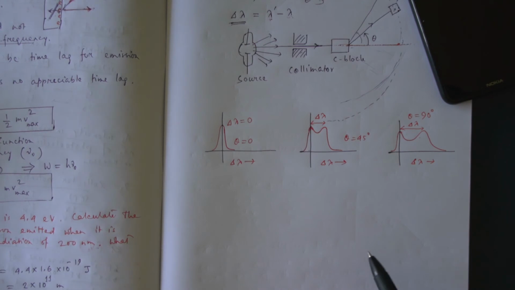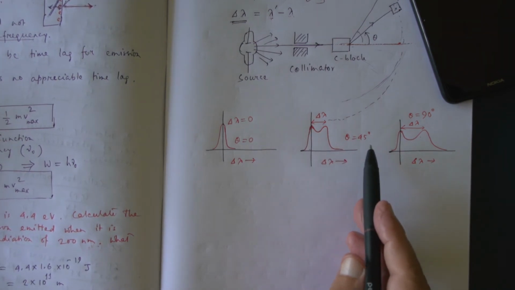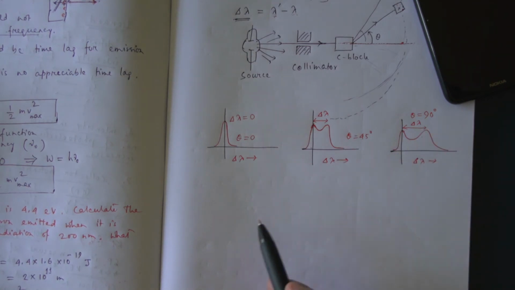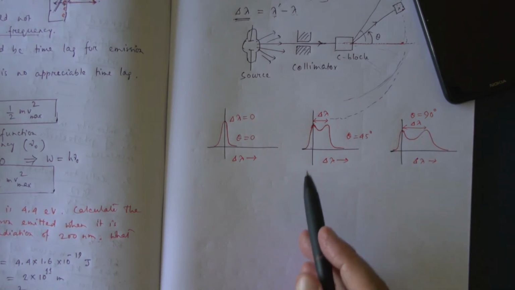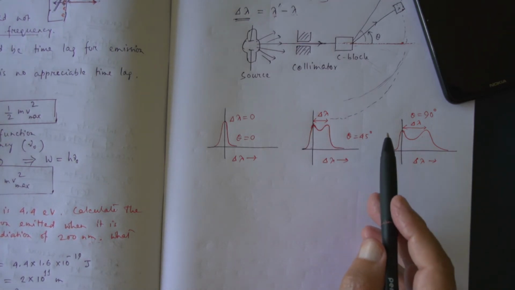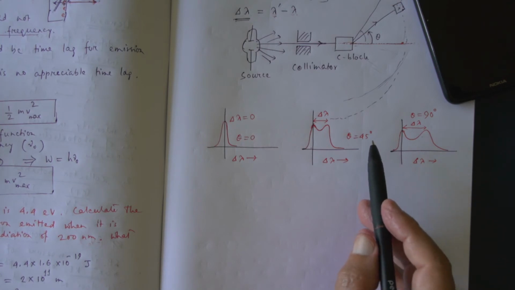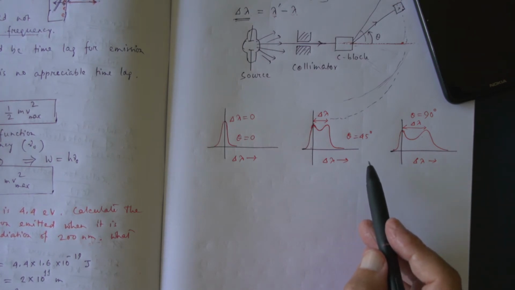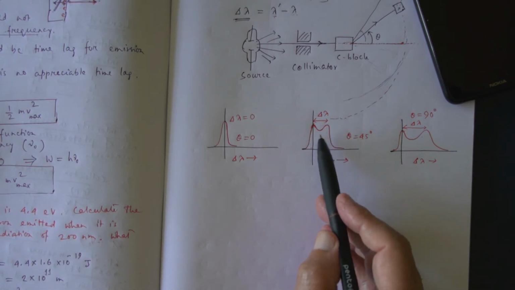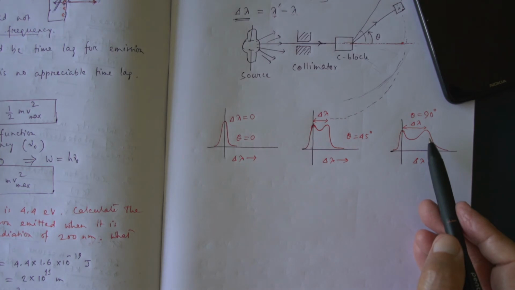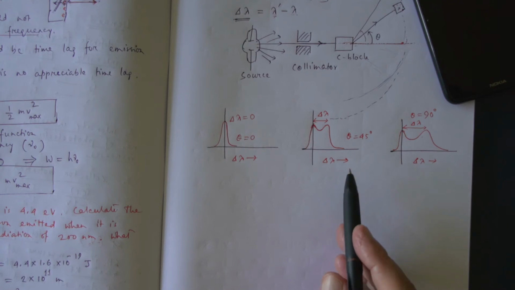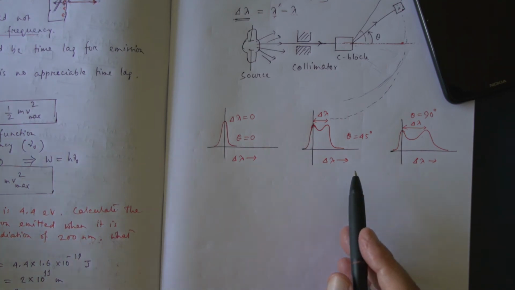Now, according to classical physics, del lambda should not depend on angle. But practically what we find is that it depends on the angle, and the value of del lambda increases by a definite amount as theta increases. So this result cannot be explained by using classical physics.